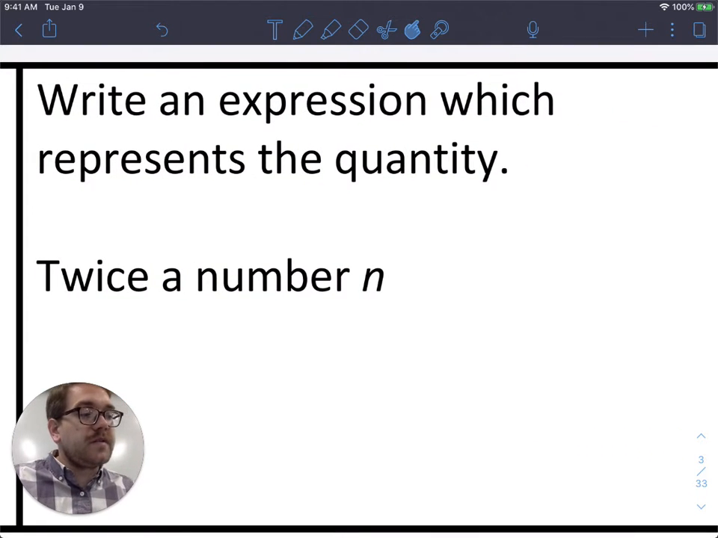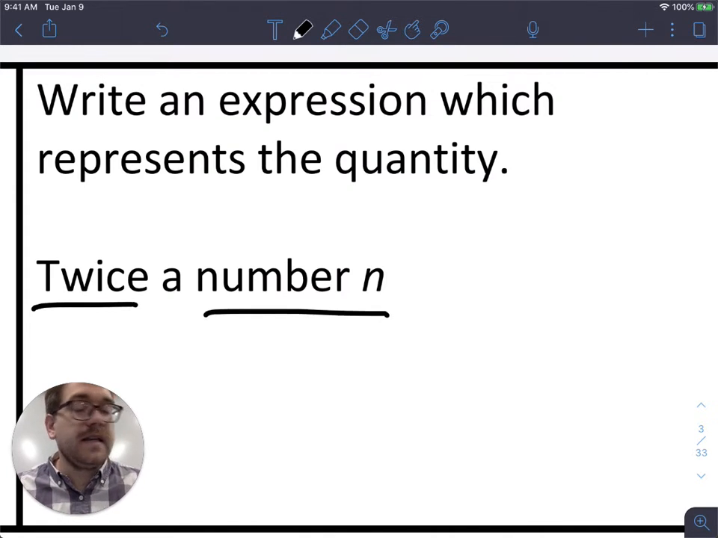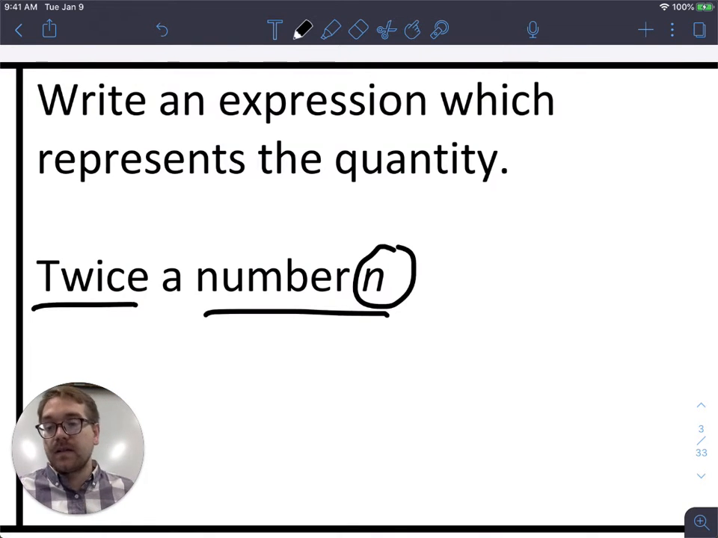Write an expression which represents the quantity twice a number n. All right, now this one looks a little bit different. There's no number symbols here. We have twice, okay, which we know that's related to a number, but what number is that going to be? And we have this thing, a number n. Okay? Well, what is that n? Remember we talked about in the video how symbols and letters represent things that are unknown or things that are changing, and we call that a variable. And so when it says twice a number n, it's referring to some unknown number.